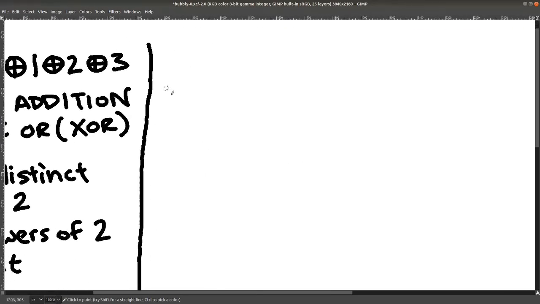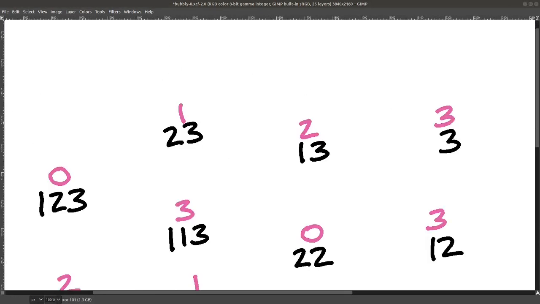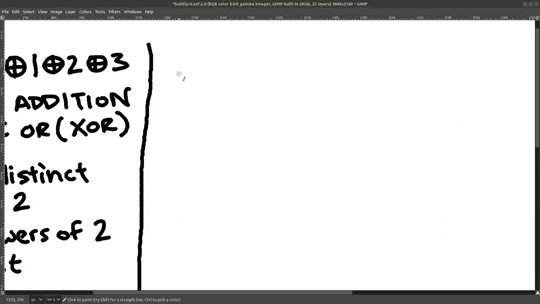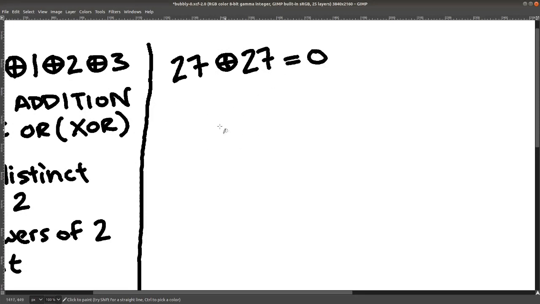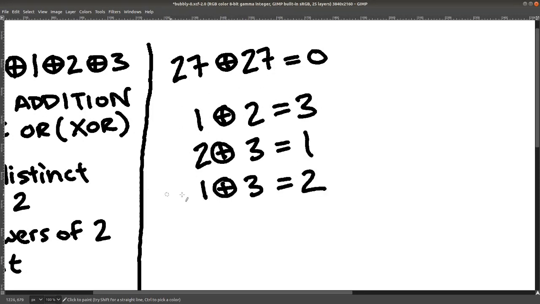One thing that might or might not be obvious is that every number is going to cancel out. You remember when we saw numbers canceling out? So any number added to itself this way is going to come out to 0. So 27 XOR 27 equals 0. Some simple examples are 1 XOR 2 equals 3. We saw examples of all of these. Okay, so you see how the numbers can go anywhere in here? That's always going to be true.